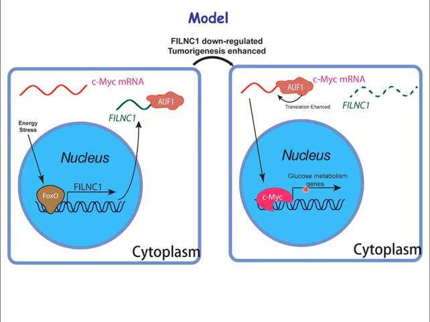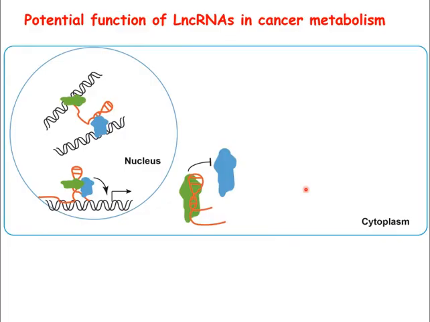Just for the last minute, I want to give a very broad view on the potential function of non-coding RNA in cancer metabolism. I mentioned that non-coding RNA can function in the nucleus to regulate transcription by interacting with other epigenetic regulators. I also mentioned that it can function as a molecular sponge. FLINK1 is one such example, sequestering its target protein away from binding to other biomolecules.